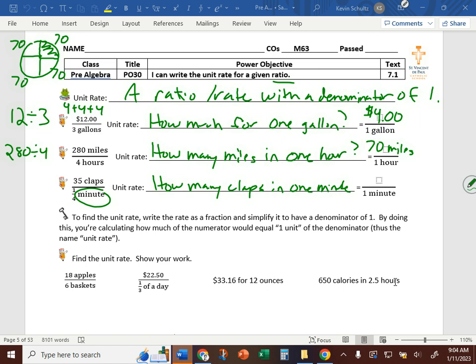Why would you multiply by 4 in this case instead of divide like we did in the other two? Mia? Because it would get bigger. Because it's going to get bigger, right? Our original denominator here is a fraction. It's less than 1.